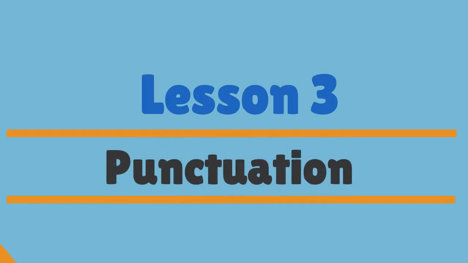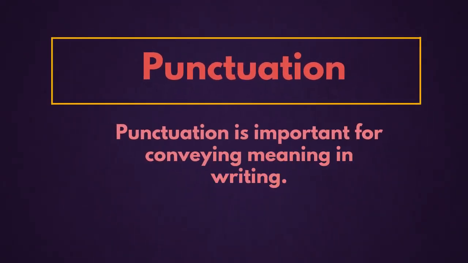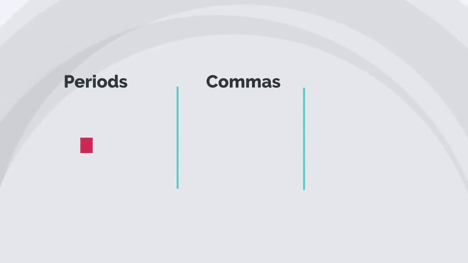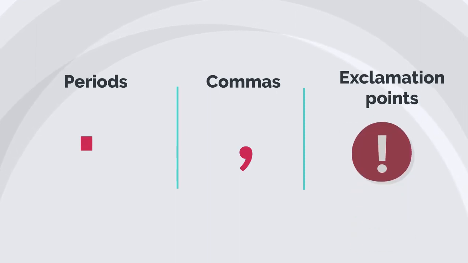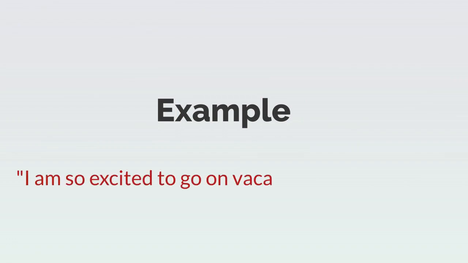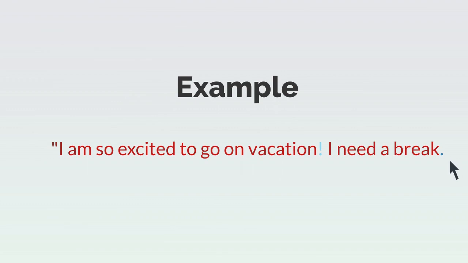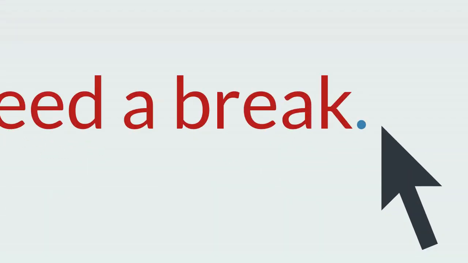Lesson 3, Punctuation. Punctuation is important for conveying meaning in writing. In Duolingo, you'll learn about different types of punctuation, including periods, commas, and exclamation points, and when to use them. Here's an example of a sentence that uses punctuation: I am so excited to go on vacation! I need a break. The exclamation point at the end of the first sentence conveys excitement, while the period at the end of the second sentence indicates the end of a thought.